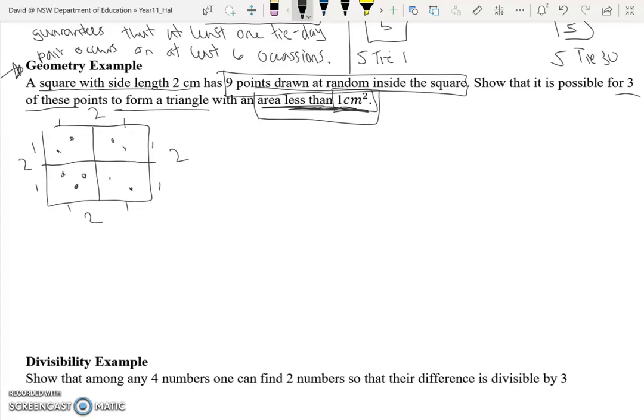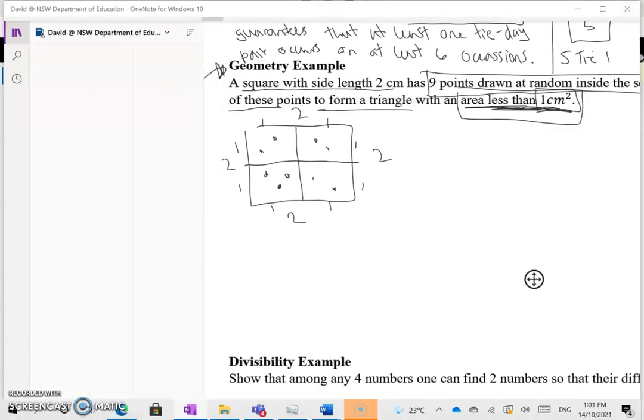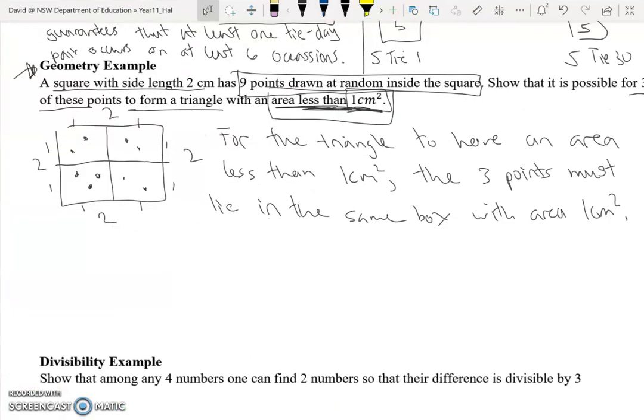Okay, so but now we just need to write it up. So I'd be explaining first to realize that for the triangle to have an area less than 1 square centimeter, the 3 points must lie in the same box with area 1 square centimeter. Okay, I'll write that down quickly. I'll pause the video. We'll come back to it. Okay, I've written down what I just said.